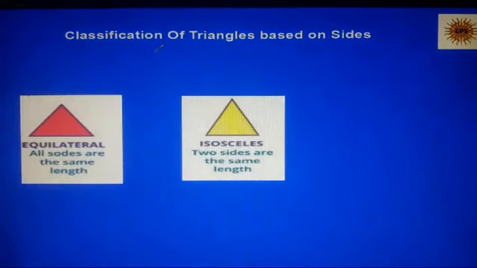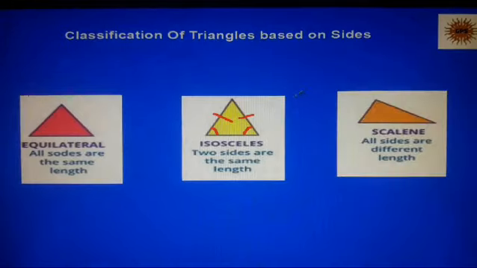Next is the isosceles triangle. In an isosceles triangle, the two sides other than the base, this is the base and these are the other two sides, they are equal. This side is equal to this side. So this is an isosceles triangle and it has base angles equal. This angle is one base angle and this is the other base angle. They both are equal to each other. So this is an isosceles triangle.